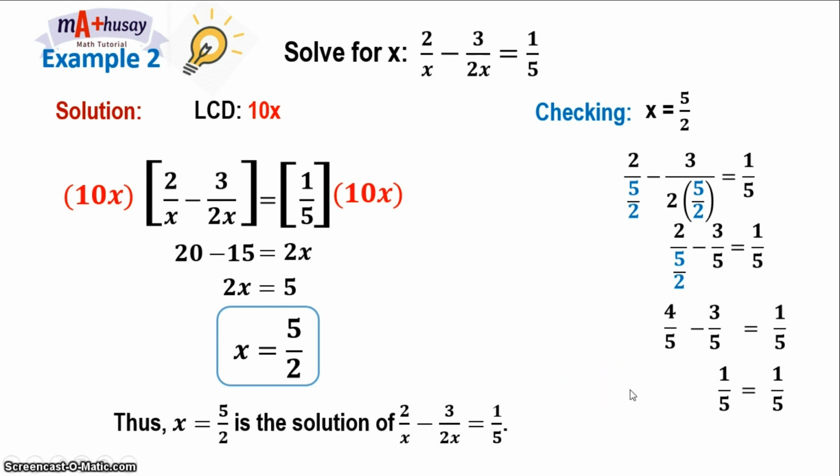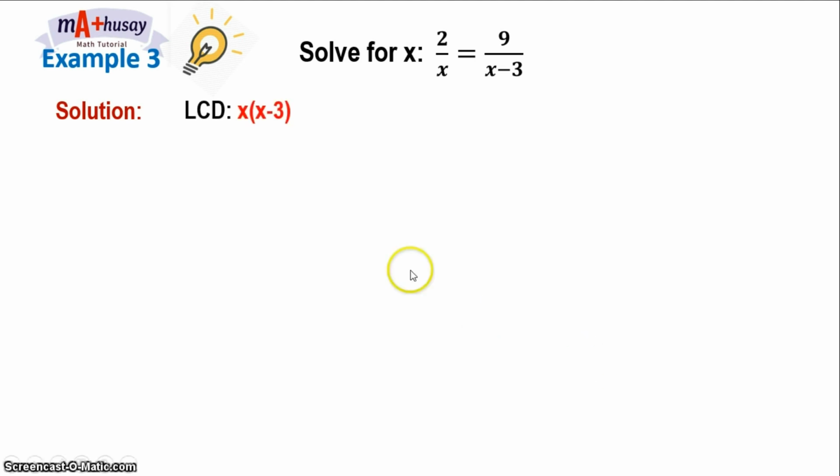Let's try another example. Number 3. Solve for x. 2 over x equals 9 over x minus 3. In this case, ang gagawin natin una is to find the LCD, di ba? So, ang LCD ng fractions na ito ay x times the quantity of x minus 3.